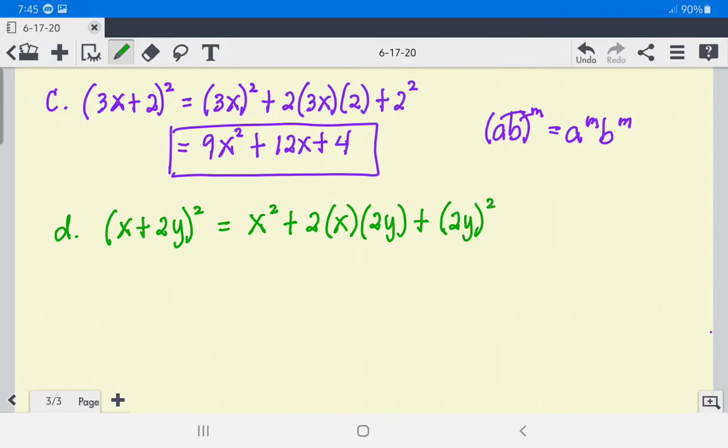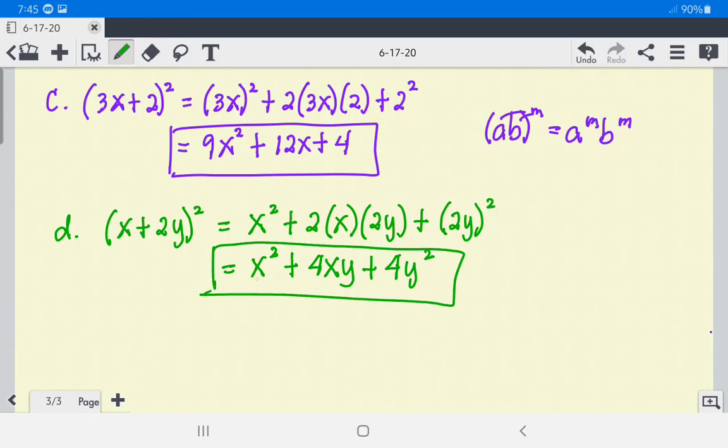Okay, so we have x squared, then plus 2 times x, we have 2x, times 2y, we have 4xy. Then plus 2 squared, we have 4, because 2 times 2 is 4. Then y squared. So the answer is x squared plus 4xy plus 4y squared.